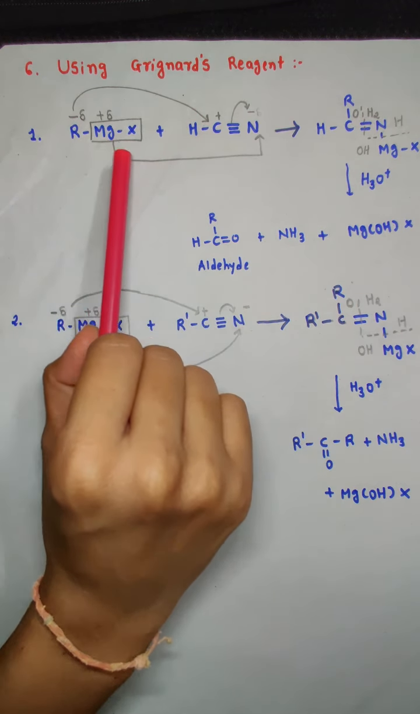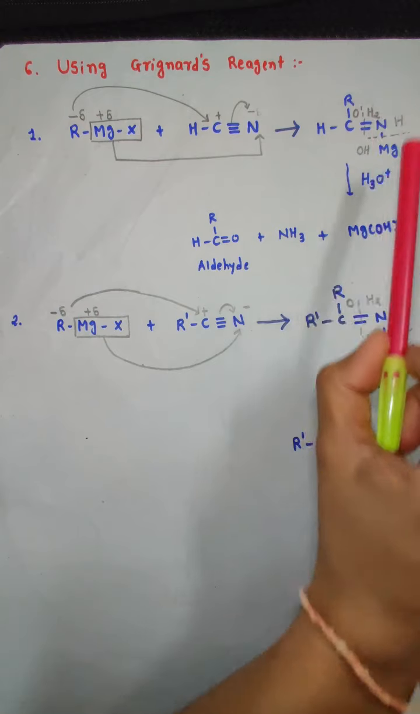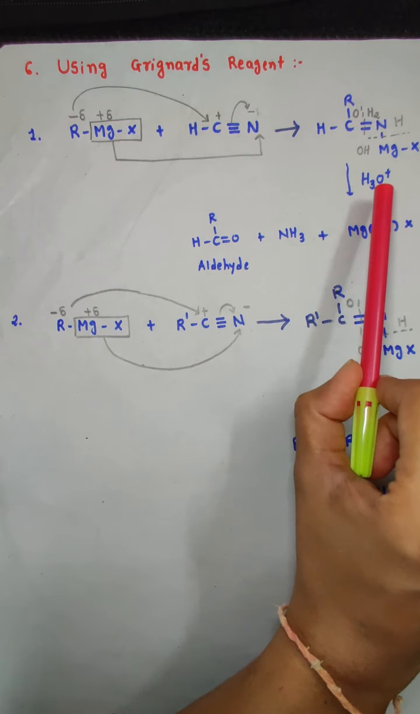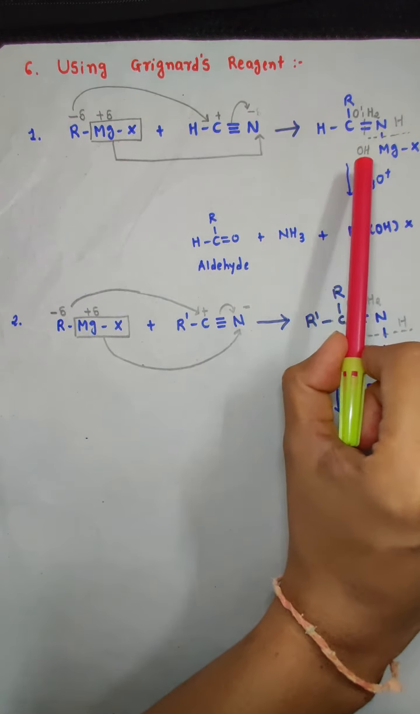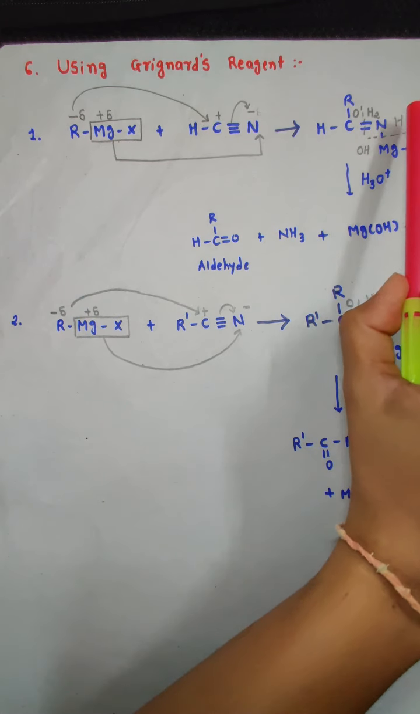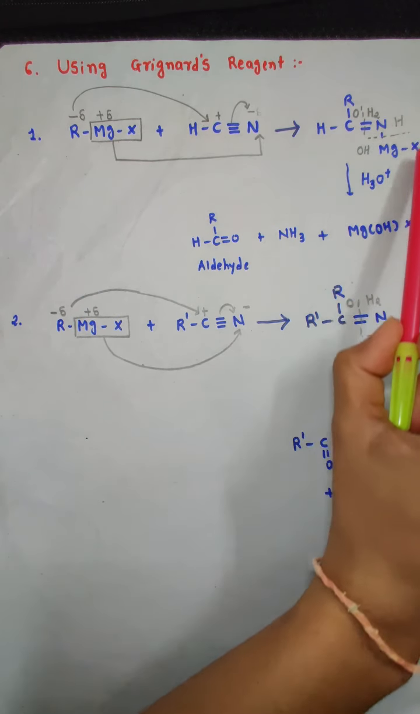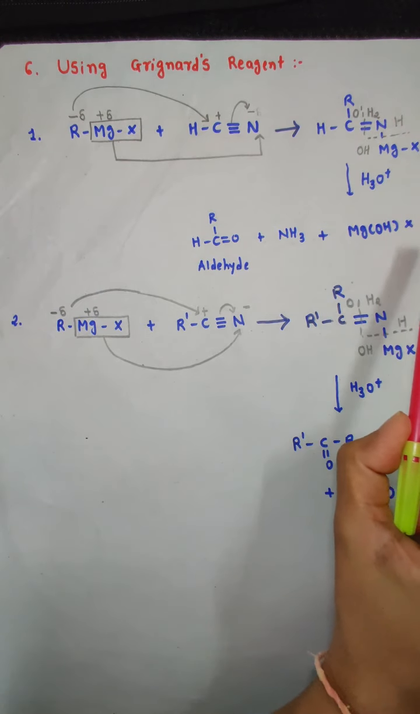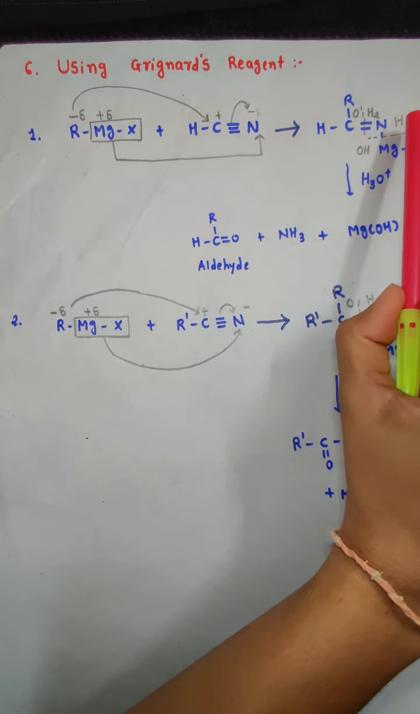We are going to get HC, R minus has attached itself to carbon plus, so we will get HCR, then double bond N, and this MgX part has attached itself to nitrogen, so we will get NMgX. Now this particular product, upon hydrolysis, what happens is the MgX part gets one OH and nitrogen gets H. So this leaves as MgOHX and nitrogen gains one H.